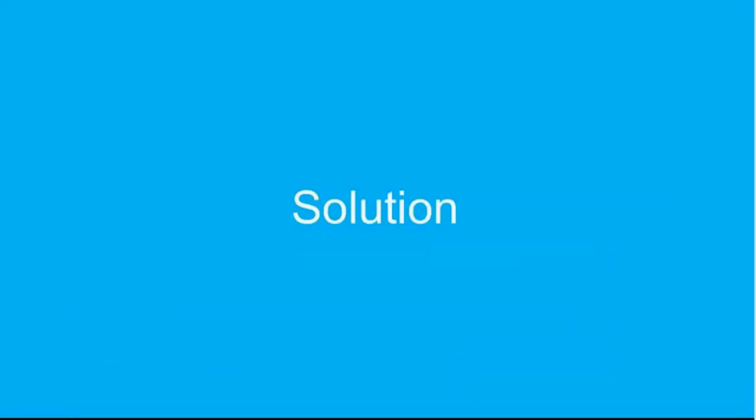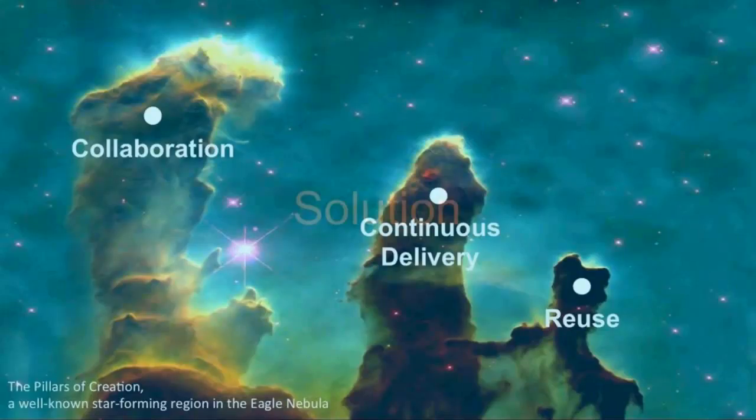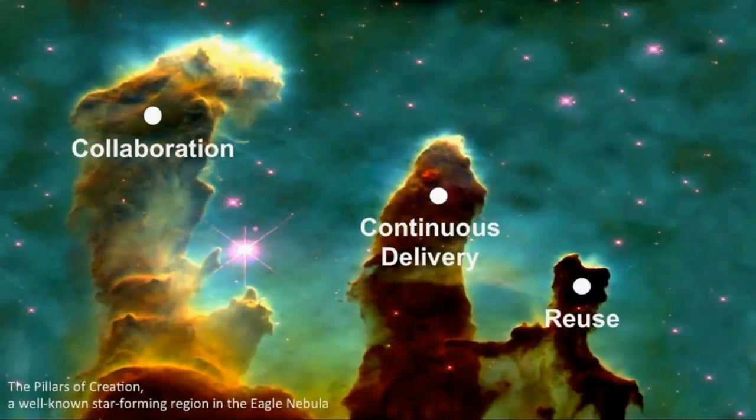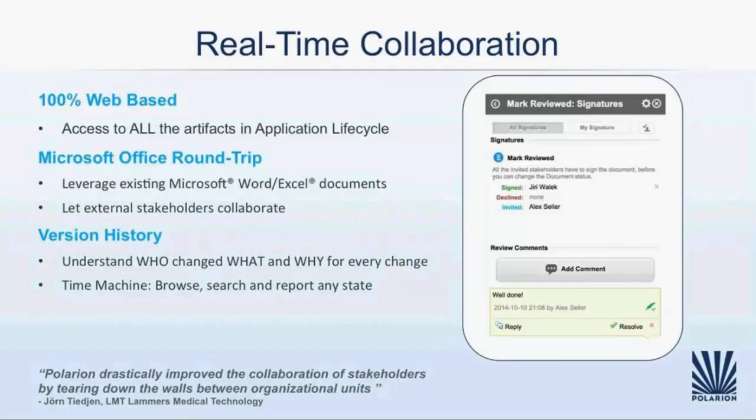Now, we want to show you our solution to those challenges, both the general approach and later practically in the live demo. We discussed the problems and challenges, and we agreed with leading analysts that the modern application lifecycle management should be based on 3 core pillars: collaboration, continuous delivery, and reuse. Collaboration is not an afterthought with Polarion. It's a key guiding principle in everything we build.